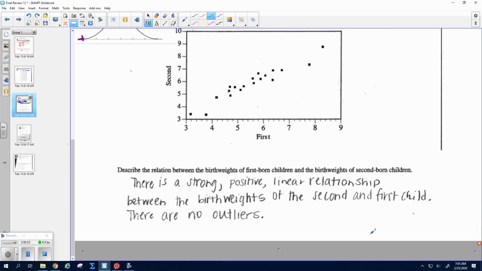Okay, describe the relation between the birth weights of firstborn children and the birth weights of secondborn children. So this is your DOFS: direction, outliers, form, and strength. Also, there's a sentence for this on your top 10 phrases that pay. So there is a strong, positive, linear relationship between the birth weights of the second and first child, and there are no outliers.